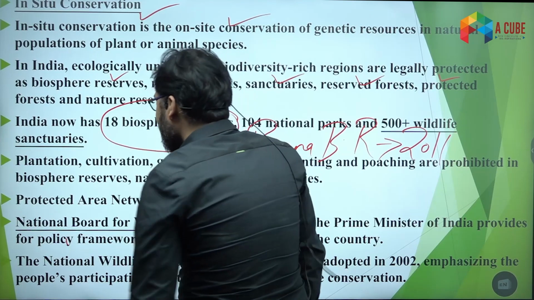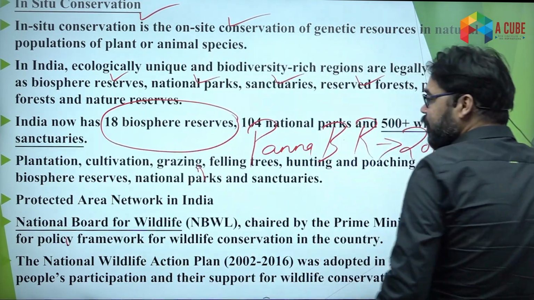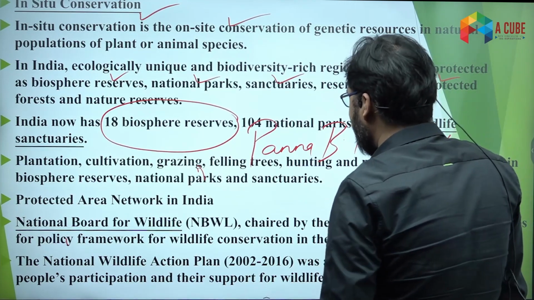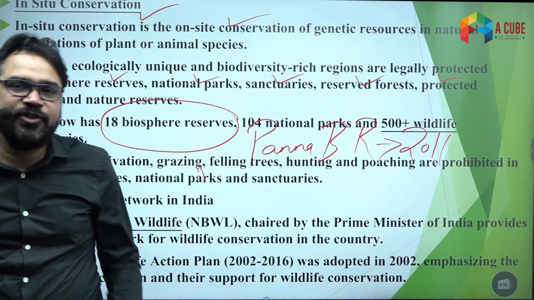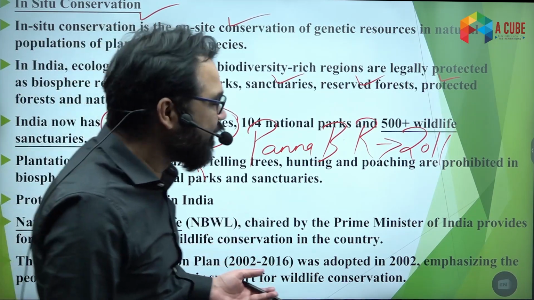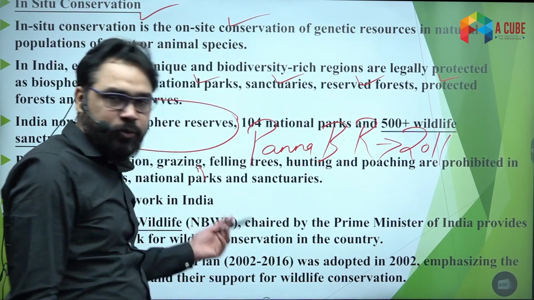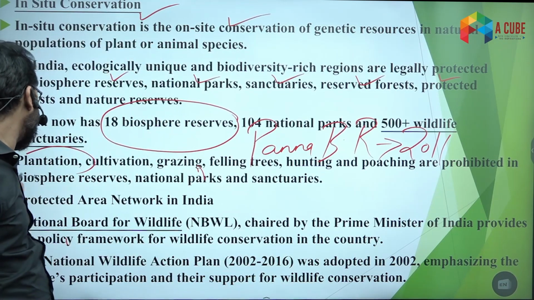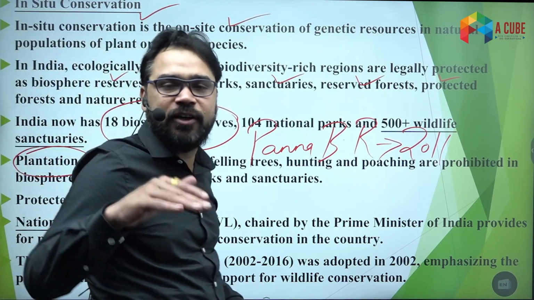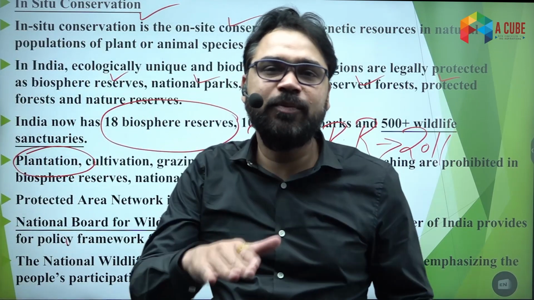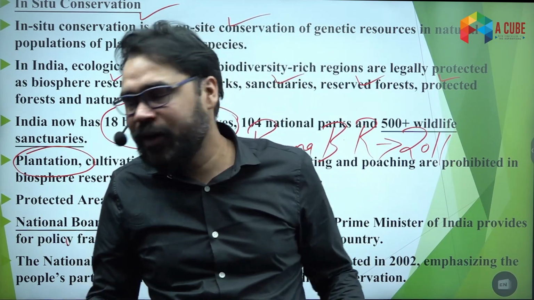Okay. Now, plantation, cultivation, grazing, felling trees, hunting, and poaching are prohibited in Biosphere Reserves, National Parks and Sanctuaries. See, activities like cultivation, plantation, poaching, hunting, etc. All such illegal activities. Okay. Though plantation and cultivation cannot be called illegal, in order to preserve the ecosystem there, such things have been prohibited completely. Okay.